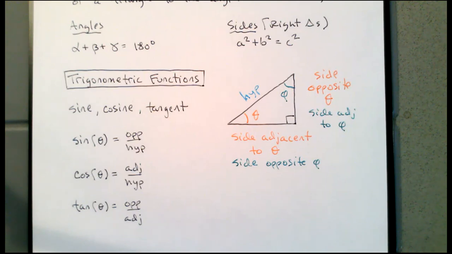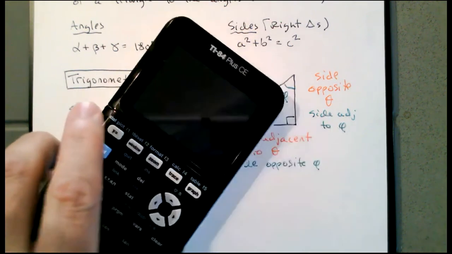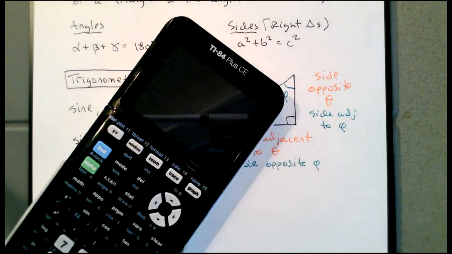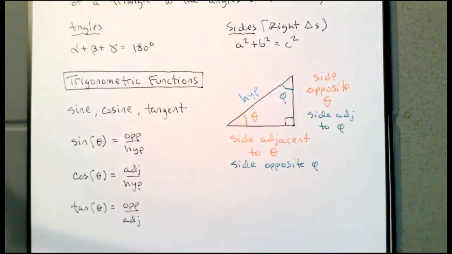So sine is opposite over hypotenuse, cosine is adjacent over hypotenuse, tangent is opposite over adjacent. Next time we meet, we're actually going to do some practice problems working with these. So we're going to want to make sure that we have our calculators at the ready. I recommend the TI-84, but any scientific calculator will do. This includes the one that's on your phone.